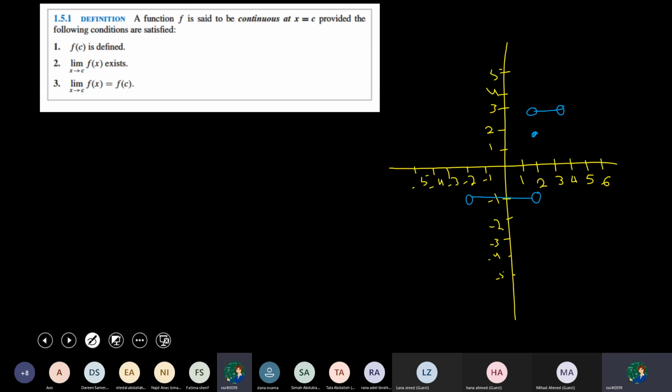Now, I want to find f of 2. F of 2 equals what? Who can tell me? What is the value of f of 2? 2. Thank you. So f of 2 is 2. So is the limit f of 2 defined? Yes. So my first condition is satisfied. Okay, we'll go to the second one now.